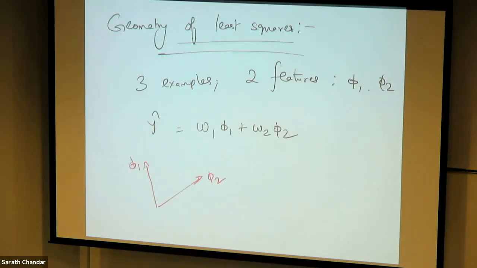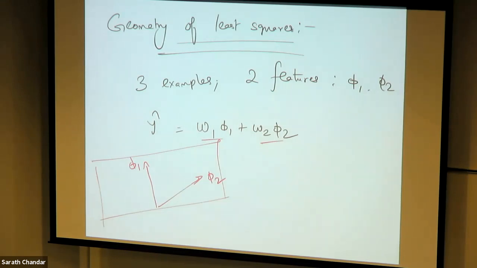Now when you have 3 examples, you are in a 3-dimensional space in terms of y. However, since you are doing a linear combination of these 2 vectors, my y hat can only lie in the subspace spanned by these two vectors. Let's say this is all possible combinations of phi1 and phi2. My y hat is just a linear combination of these 2, so it could be either this, or this, or this.